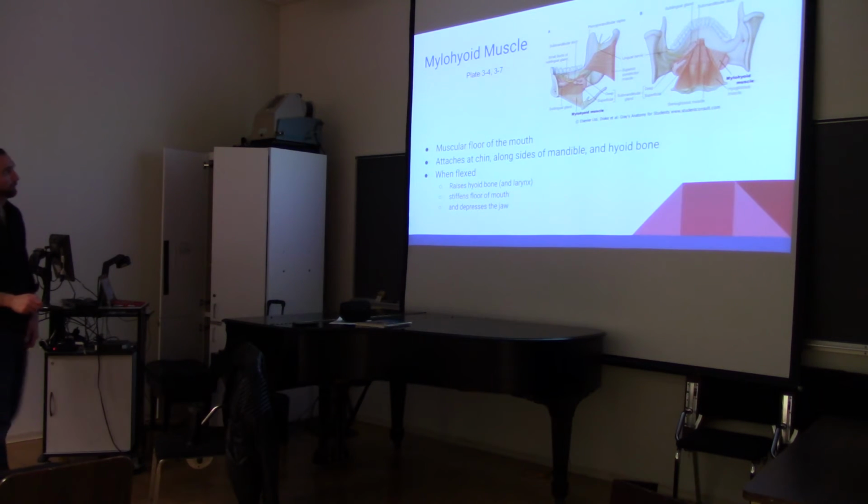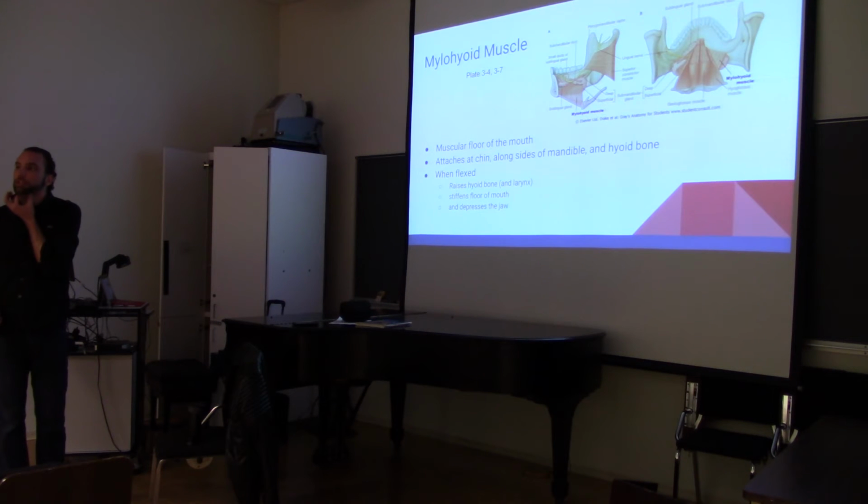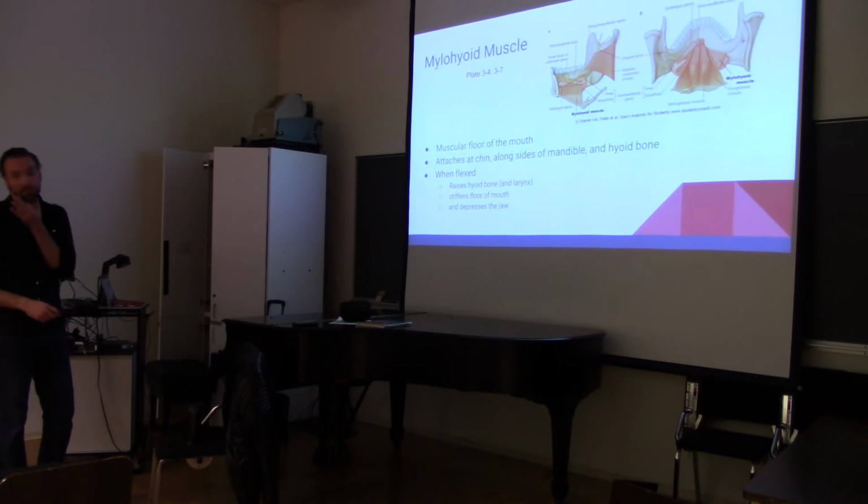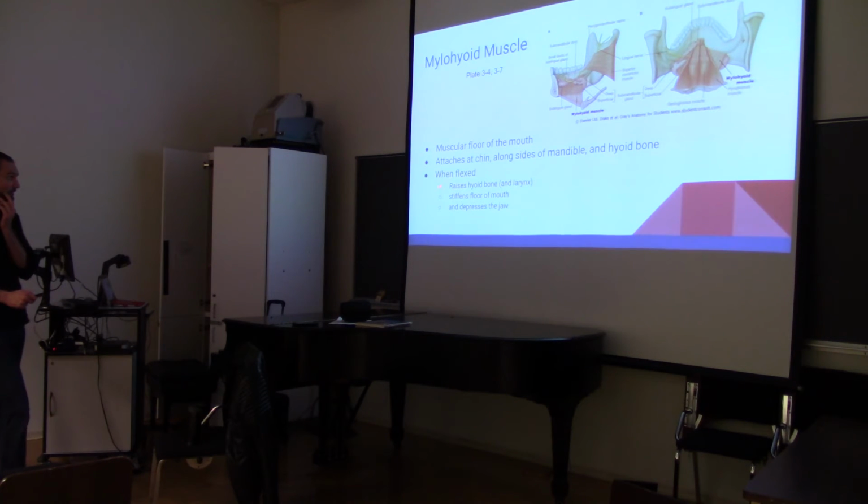Mylohyoid, the muscular floor of the mouth, what's underneath here. If you feel in there, there's like a million of these, especially when we start talking about the tongue. It attaches to the chin, along the sides of the mandible, and to the hyoid bone, so it makes a circle all the way around. The hyoid bone is down here, the sides of your mandible here, and your chin up here. If we flex that, it makes the hyoid bone move, which raises our larynx. When flexed, it raises the hyoid bone, stiffens the floor of the mouth, and depresses the jaw. It's the same thing we were talking about with the diaphragm, because it's attached in the same place, just another part of it.